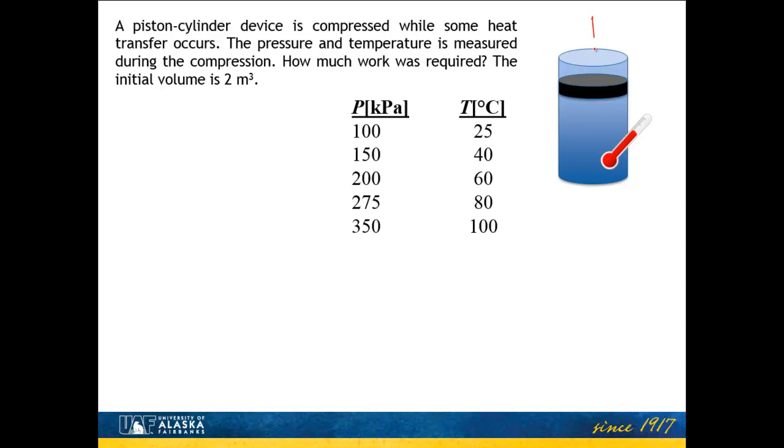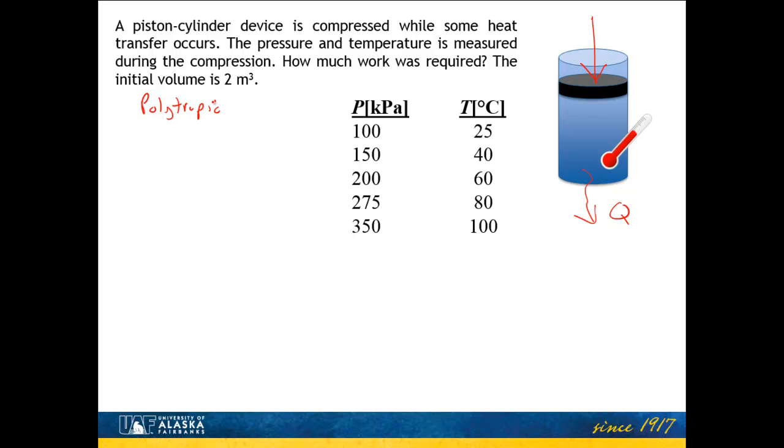So over here on the right, here's our cylinder, and we're exerting a force downward in order to accomplish this compression. We're measuring the temperature as that occurs. If this is a well-fitting piston cylinder, the mass inside will remain constant and the pressure will go up. The problem also says that there is some heat transfer occurring, so the temperature is not constant, but it is also not completely insulated. Therefore, this is a polytropic process. And so what we want to do is determine the amount of work.